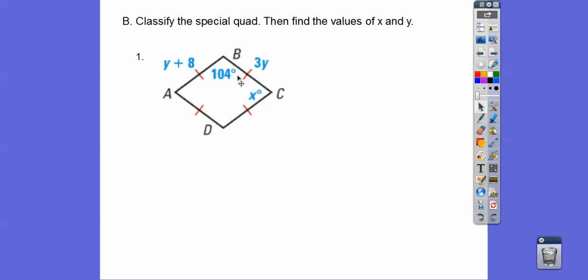Okay, so 1, 2, 3, 4. These red markings tell us it's a rhombus right here, so it's a rhombus, and then we can go ahead and say this side equals this side, and this angle and this angle. Since it's a rhombus, it's a parallelogram. These guys are supplementary, so x plus 104 equals 180 right there. Okay, so the y's are equal, and then x is the rest of the 180, so we get 76 right there.